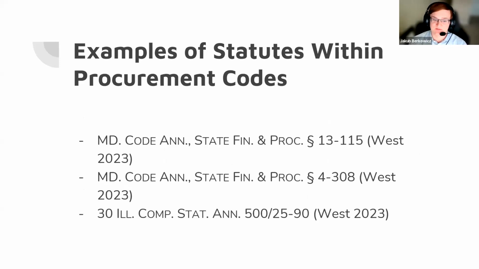So here are some examples of statutes within procurement codes themselves. Maryland actually has two. The 4308 is actually the security standard itself. It requires that all contracts have a NIST security standard within them, or its equivalent. So that's a statute that bakes in these standards within the contract, while leaving the specifics up to the contract itself.